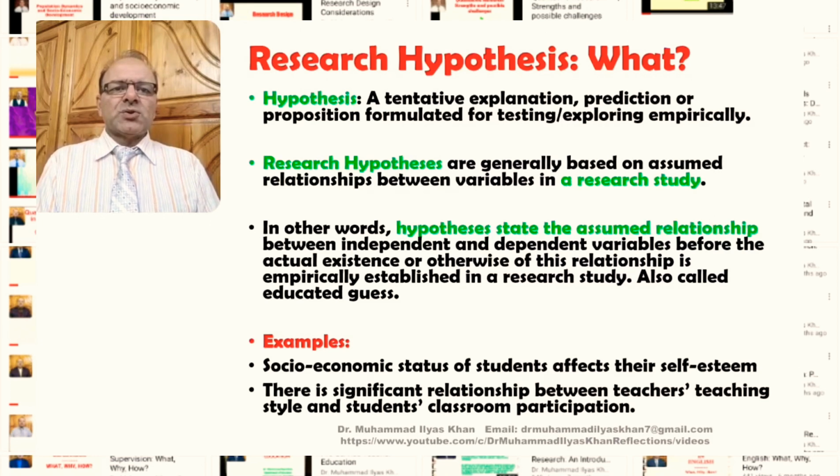Examples of hypotheses could be these: socioeconomic status of students affects their self-esteem. Now this is an assumed relationship between socioeconomic status of students and their self-esteem. Similarly, there is a significant relationship between teachers' teaching style and students' classroom participation. So again, this is an assumption, and this remains an assumption till we actually go through the process of empirically either accepting this hypothesis or rejecting it in the light of the data that we get.